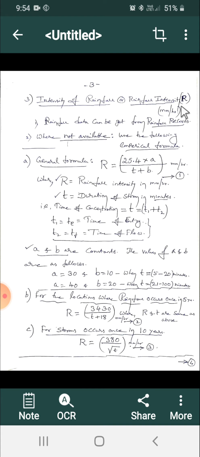R is nothing but rainfall intensity. We are expressing it in terms of mm per hour. This is the third parameter. See, this R can be determined by using many methods. What is R? Rainfall data. Rainfall data is very, very important. Mm per hour means the unit of rainfall. Per hour, how many mm?